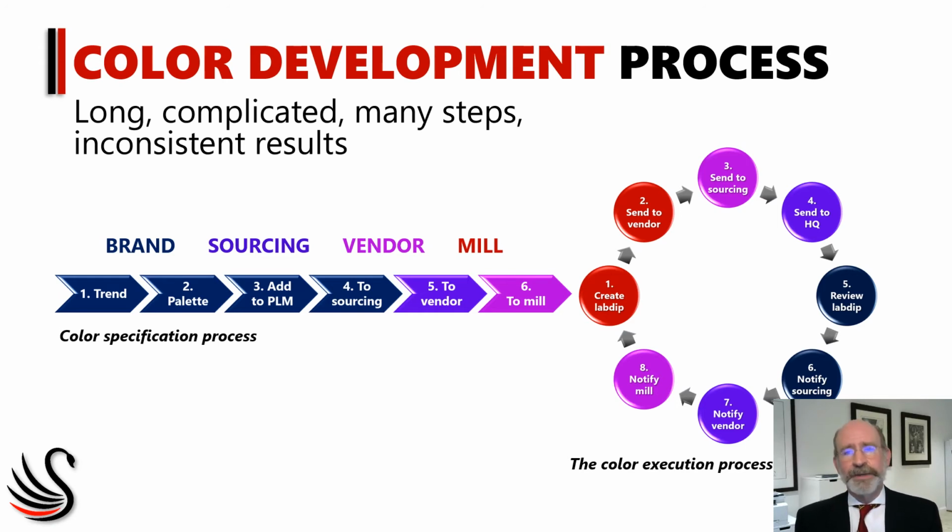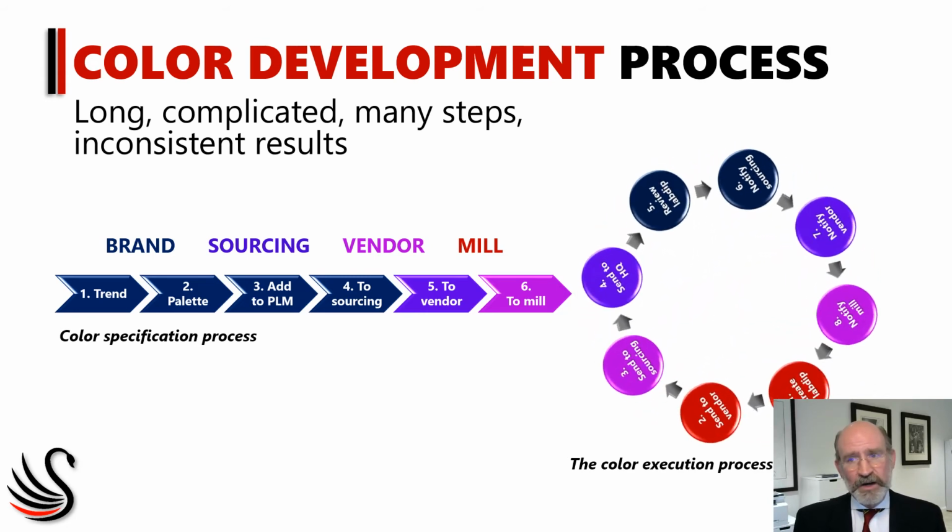You have a trend group at the beginning of the season who searches the world for groups of colors that they think will be popular when these garments hit the store. And then designers work from that trend information. They build palettes out of specific colors. That information is added to a PLM system or to a spreadsheet or however the work is documented. The information is handed off to the sourcing department who works with the vendor, and then the vendor sends the information to the mill. So already, just this communication process from the beginning of the specification to the supply chain is rather cumbersome. Then the fun begins.